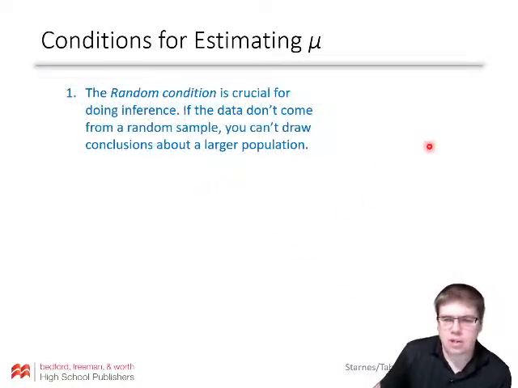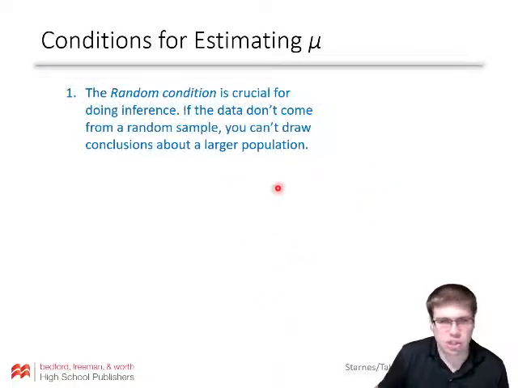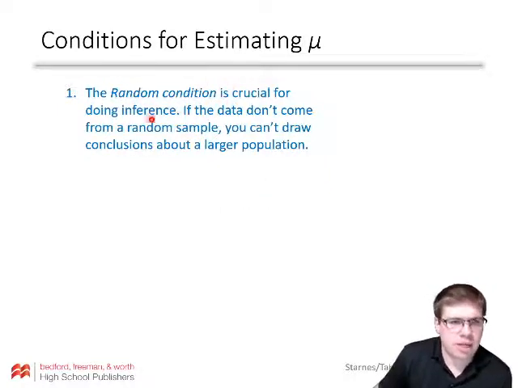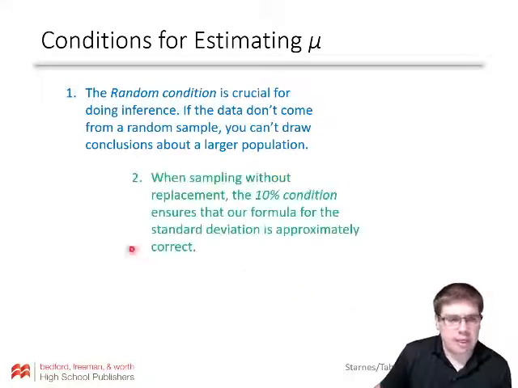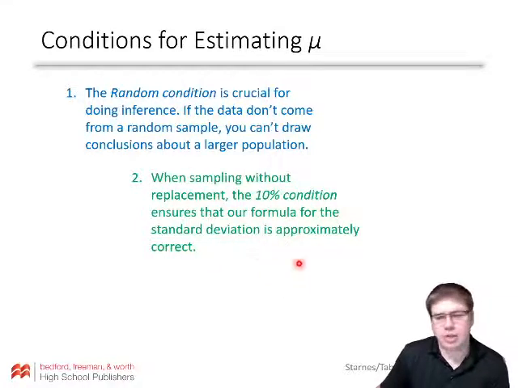So then to actually do this whole process, you need to check the conditions as well. And so this is the same as last chapter. The random condition is critical for doing inference. If the data don't come from a random sample, you can't draw conclusions about a larger population because there may be bias. But likely is bias if it's not random. When sampling without replacement, the 10% condition ensures that our formula for the standard deviation is approximately correct. We can treat it as independent.